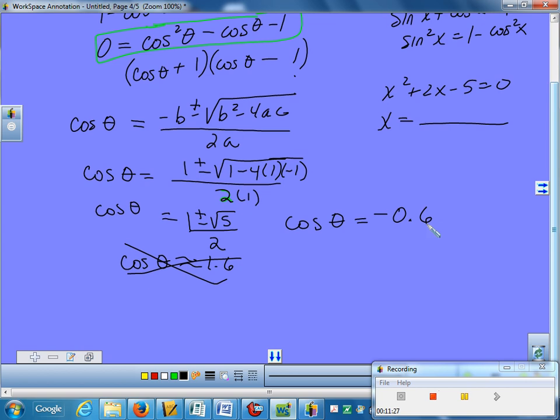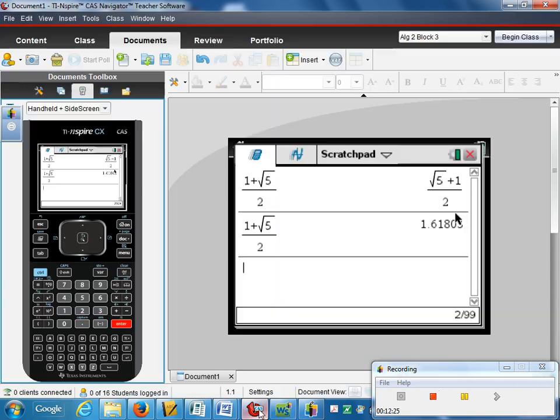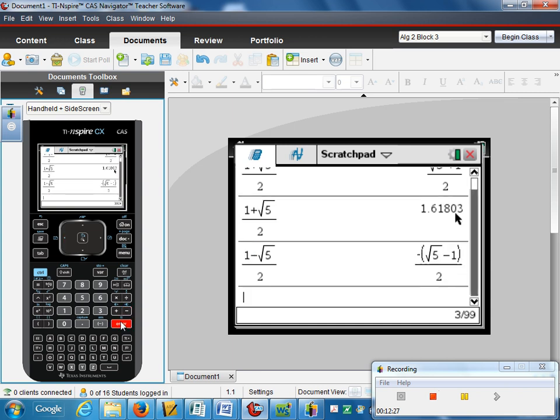You need to know it's negative because that tells you what quadrants you're supposed to be in, which is going to be 2 or 3. Now, I need to know at what angle cosine equals 0.6. So in your calculator, I need to rerun that. Change that to a minus.